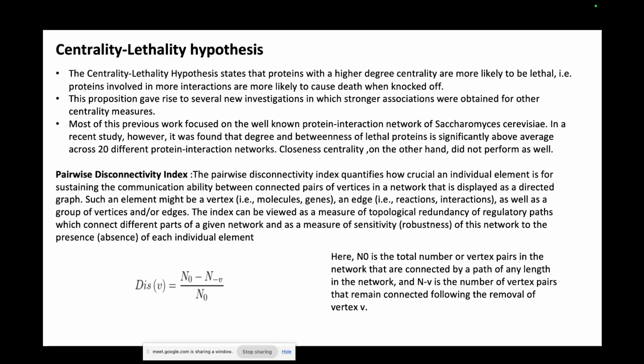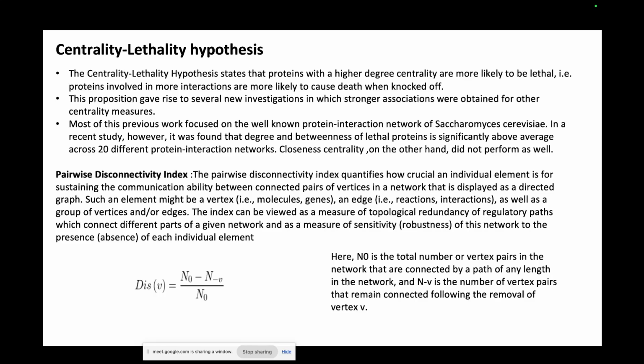So yeah, this proposition gave rise to several new investigations in which stronger associations were obtained for other centrality measures. Most of the protein-protein interaction network studies earlier used to focus on networks of S cerevisiae, which is basically yeast. And in a recent study, it was found that degree and betweenness of lethal proteins is significantly above average across 20 different protein-protein networks. Closeness centrality, on the other hand, did not perform as well.